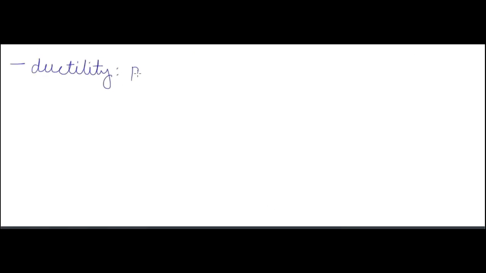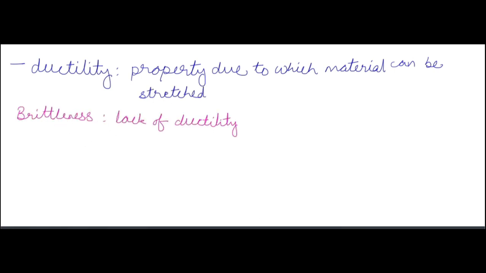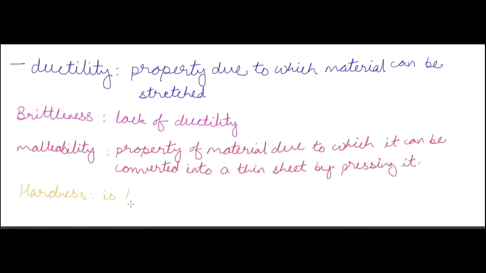Now a few definitions. Ductility is the property due to which a material can be stretched. Brittleness is lack of ductility, meaning the material is not ductile, it's a brittle material. Malleability is the property of a material due to which it can be converted into thin sheets by pressing it. And hardness is the resistance to a scratch or abrasion. If a material is hard, it will resist scratch or abrasion. It will be hard to make a scratch or any mark on that body.